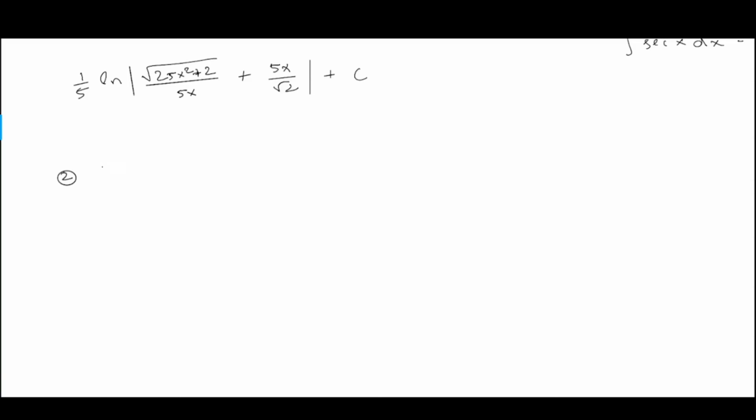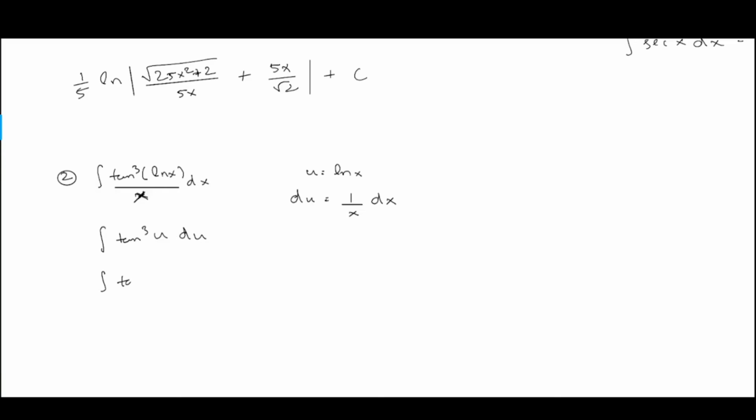Now the second question, tan cube of ln x by x. Looking at this, I can just say my substitution is u equal to ln x. Now u is equal to ln x, du is equal to 1 by x dx, and it becomes tan cube of u du. Right. Now that's the thing.